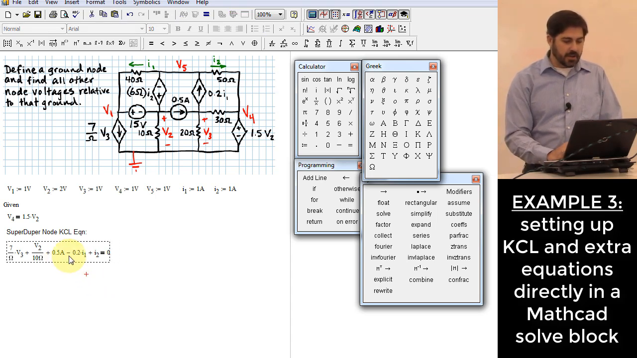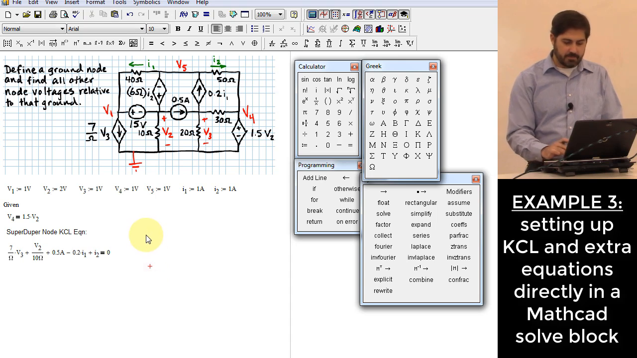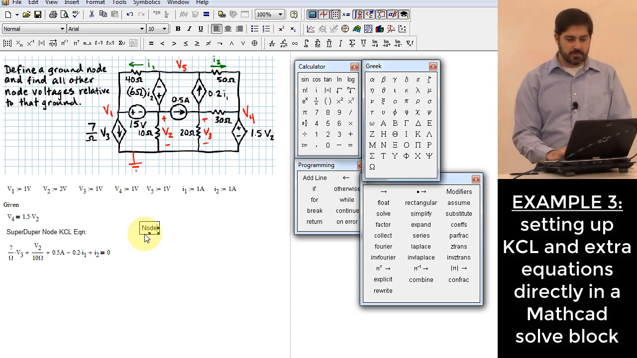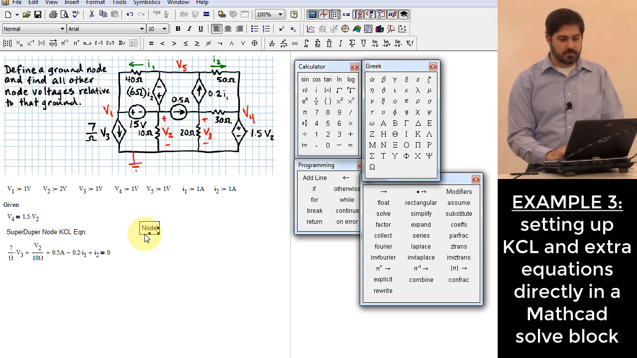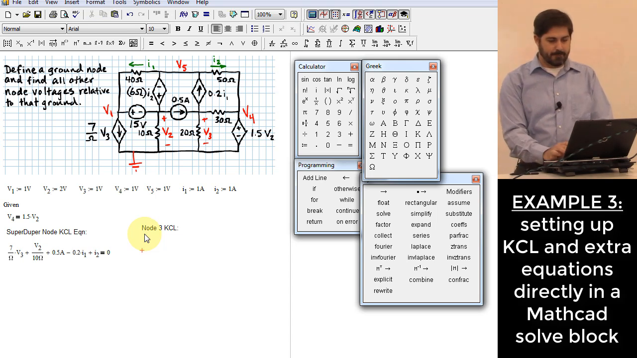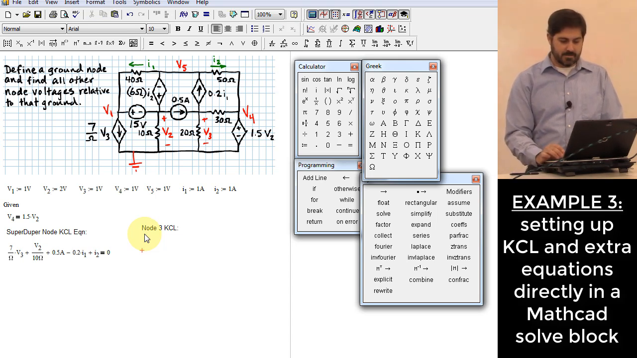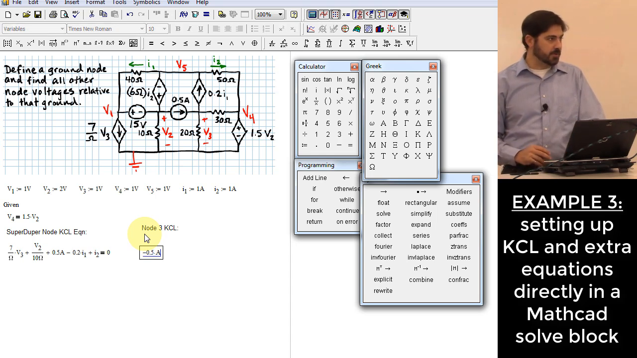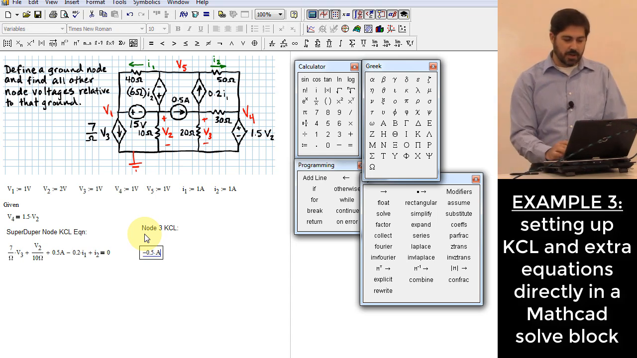Okay? Any other KCL equations that I should think about? How about node 3? I defined that with V3, right? So node 3 KCL. What's that equation look like? How about minus 0.5 amps? Right? It's entering, so it's minus 0.5 amps. What else?